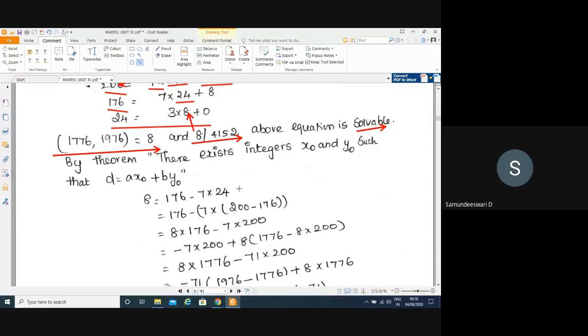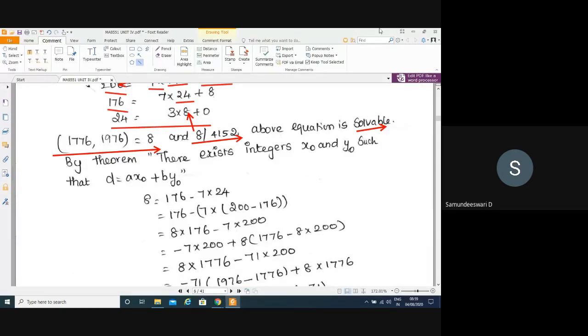You have to write d equal to a x naught plus b y naught. This is the linear combination way I am writing. How can you find this now? Actually your format is a x naught plus b y naught equal to c, but here I am taking d equal to a x naught plus b y naught. So d is nothing but 8, the GCD is 8. You are going to do the reverse order in the Euclidean algorithm.